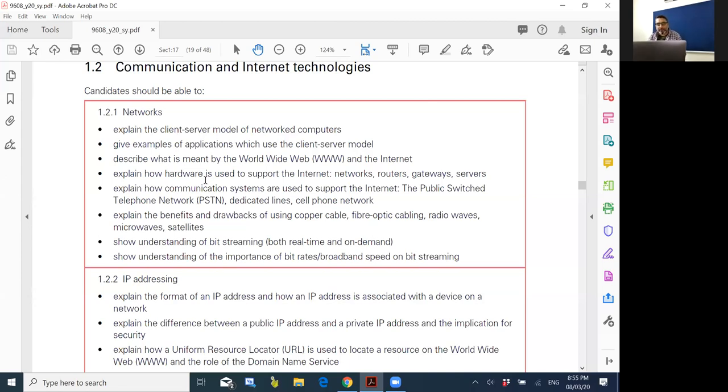Explain the client server model of network computers, give examples of applications which use the client server model, describe what is meant by the World Wide Web and internet, and the hardware, which is networks, routers, gateways, servers, and public networks like PSTN, dedicated line, cell phone networks, and the benefits and drawbacks of cables, radio waves, microwaves, satellite. And then ultimately we will be discussing bitstream. Now, let us start with the origin of the whole networking infrastructure. So let us start.